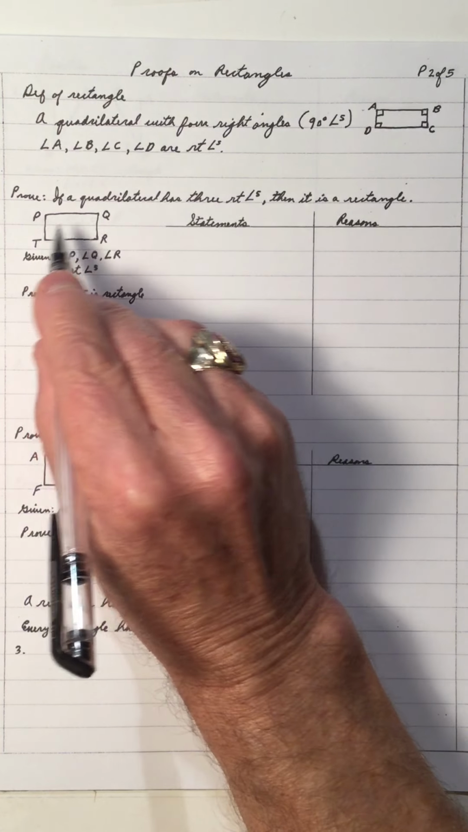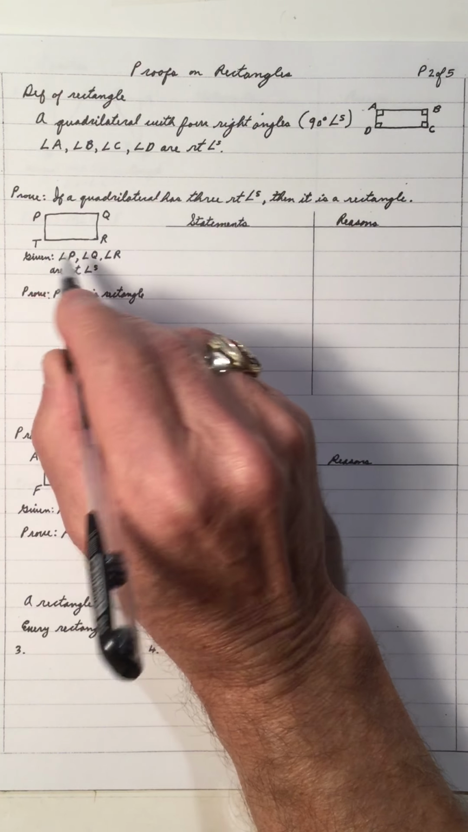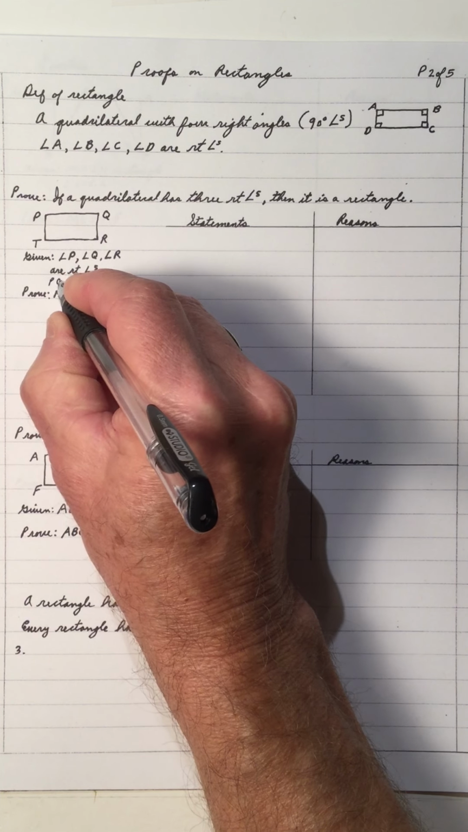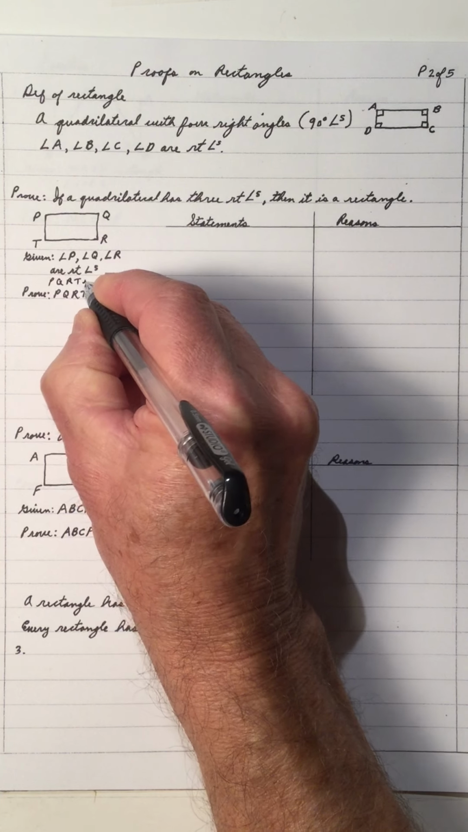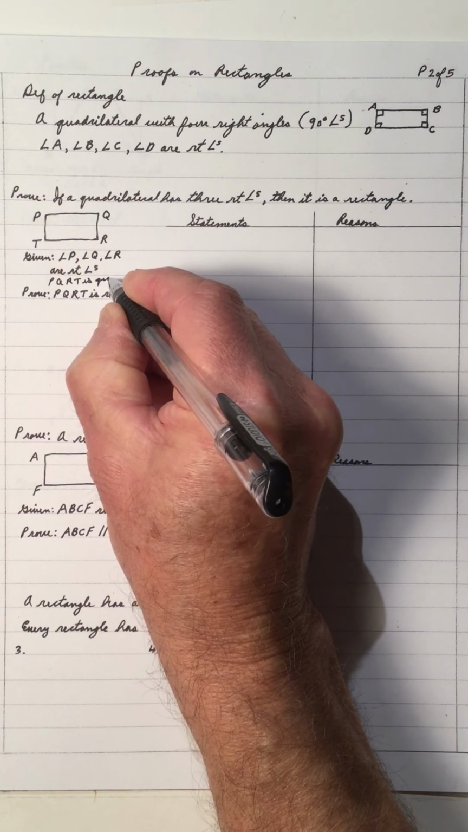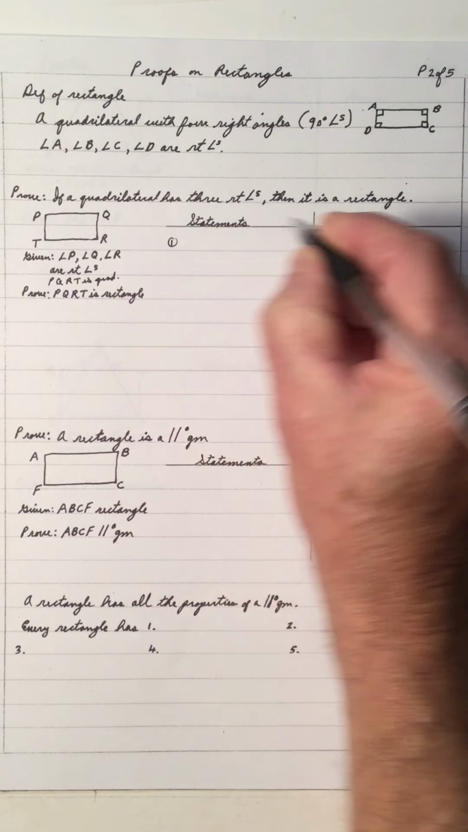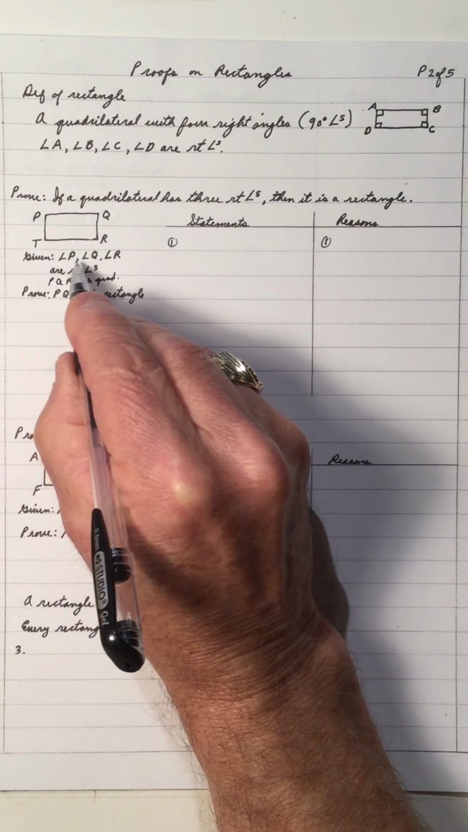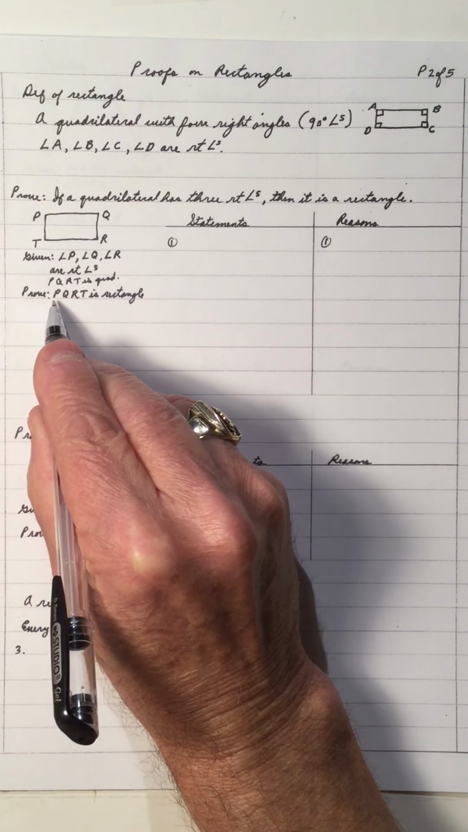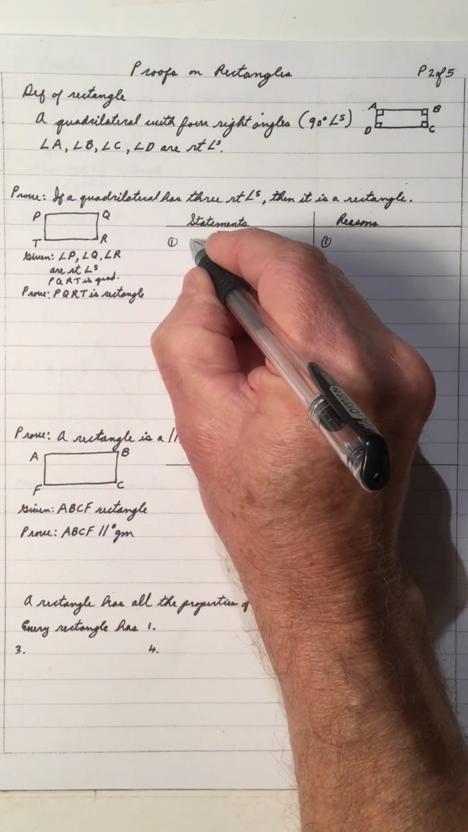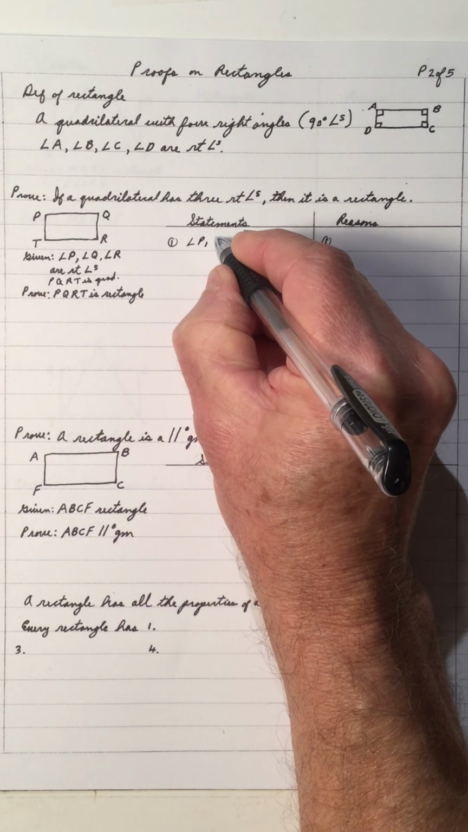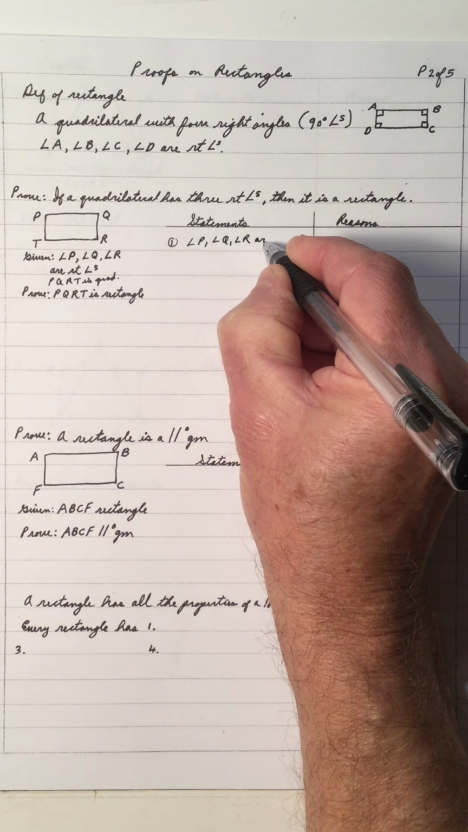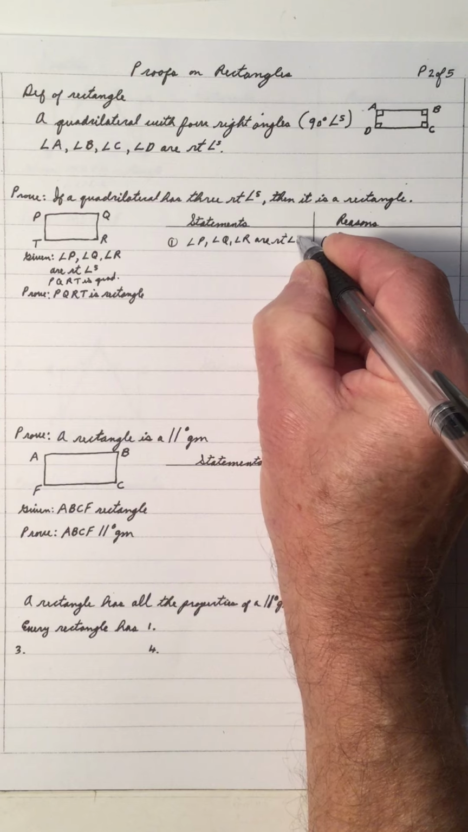Here we go. PQRT is a quadrilateral. I'll put that in the given also. And we're given that we have three right angles, so P, Q, R are right angles. We're going to prove that PQRT is a rectangle. So angle P, angle Q, angle R are right angles.